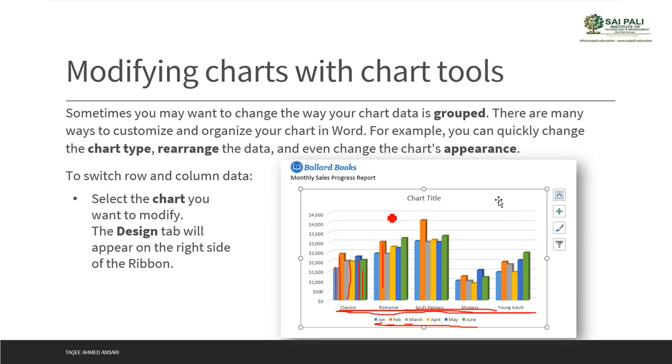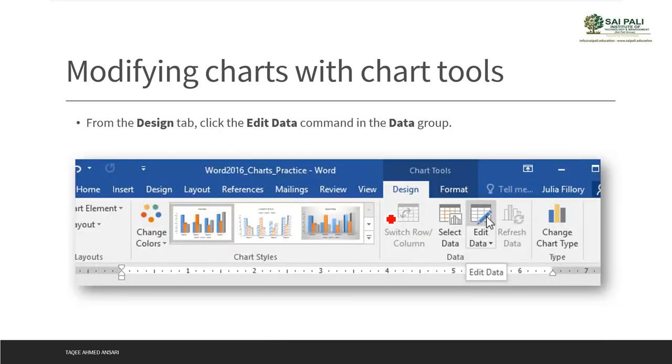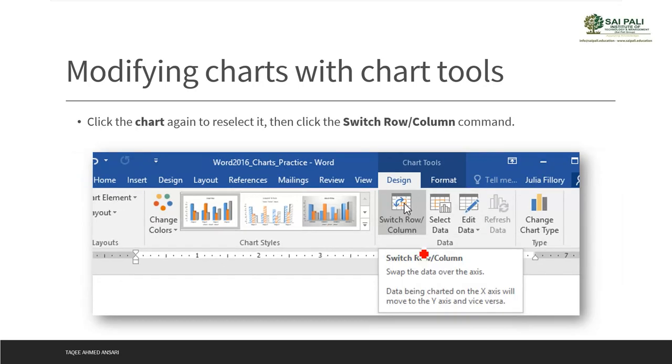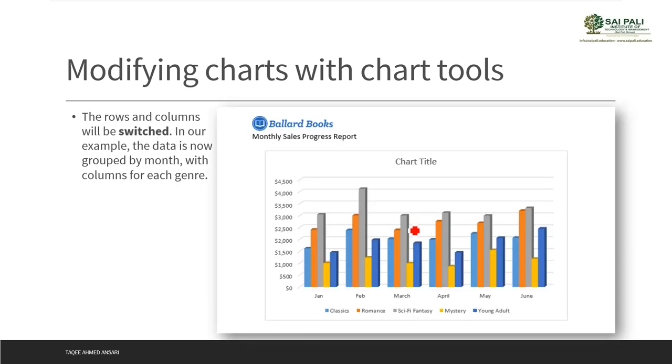So for that we just have to click the chart so that the design tab will appear, and then from the design tab first you have to click edit data, then that window will open, and then you can select this command to switch row to column. When you select that, you can see it is switched. Now you can see this type of the books is now showing in the bar, and the months are now showing in the rows.